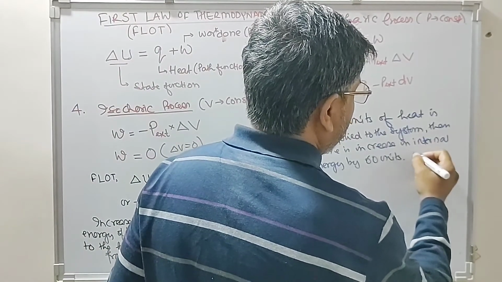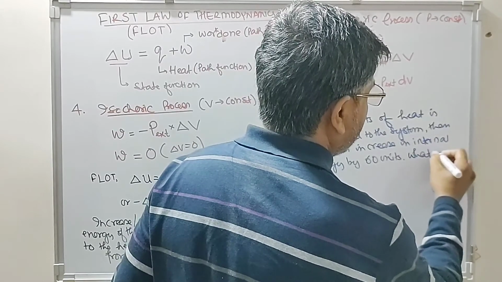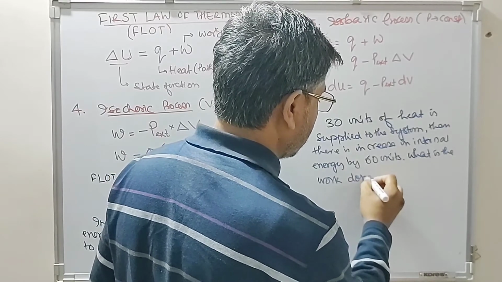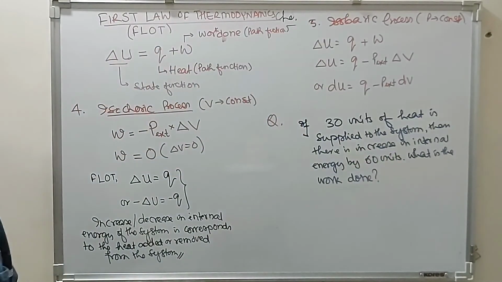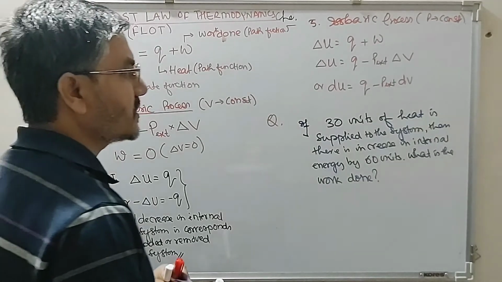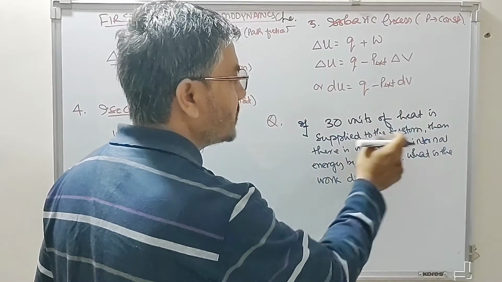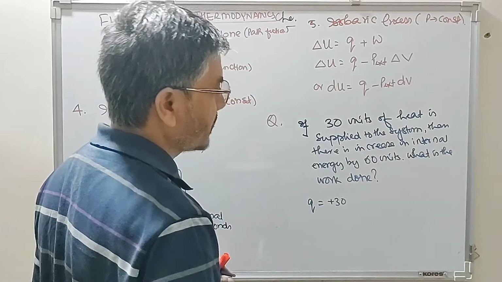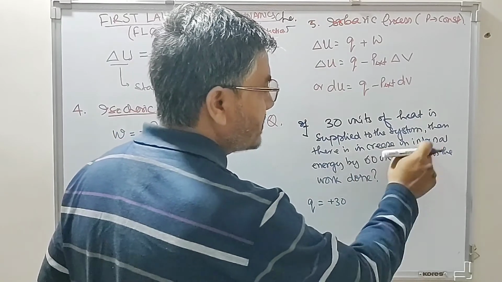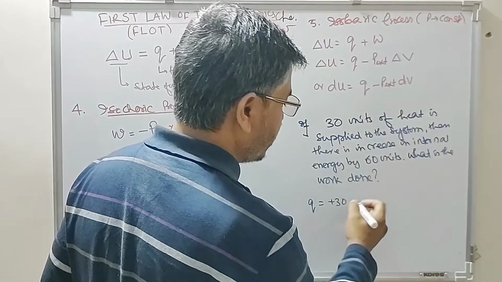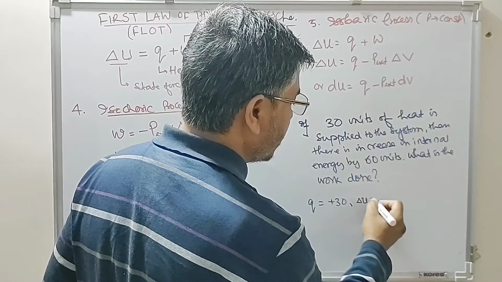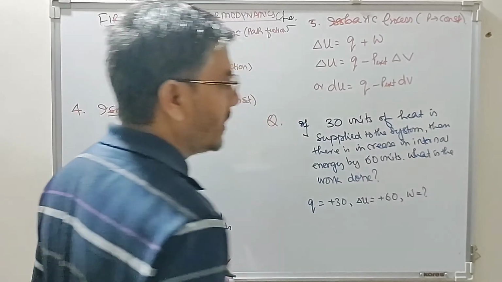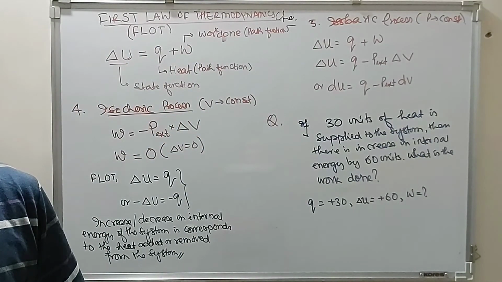What is the work done? The question clearly says heat is supplied to the system, therefore Q is plus 30 units. Again the question says there is an increase in internal energy by 60 units, therefore delta U is again plus 60. Then the question asks for the value of work done. Is it the work done on the system or by the system?